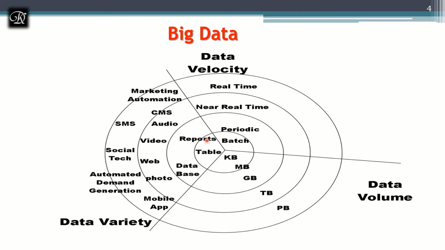One is from marketing automation, customer management support, SMS, audio, video, web, photos, automated demand generation, mobile apps, social technologies, whatever social apps we are using right now. All of those are big contributors to big data. And reports, tables and databases, these are our traditional databases, RDBMS. They are the core. Initially it started from there, and then we started capturing data from different sources.